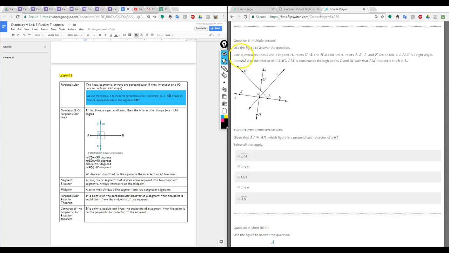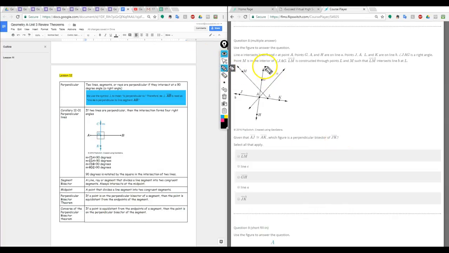Okay, question 8. Line A intersects lines B and C at point A. Points G, A, and H are on line A. Points J, A, L, and K are on line B. Angle JAG is a right angle. Point M is in the interior of angle JAG. And vector LN is constructed through points L and M such that vector LM intersects line B at L. Okay, given that AJ is congruent with segment AK, which figure is a perpendicular bisector of segment JK?